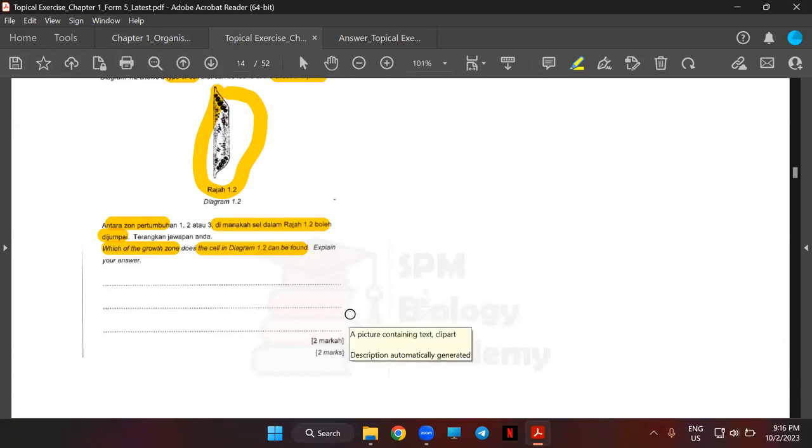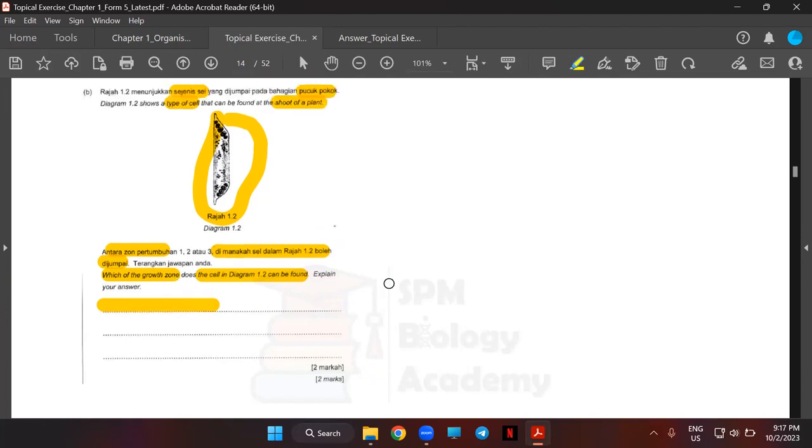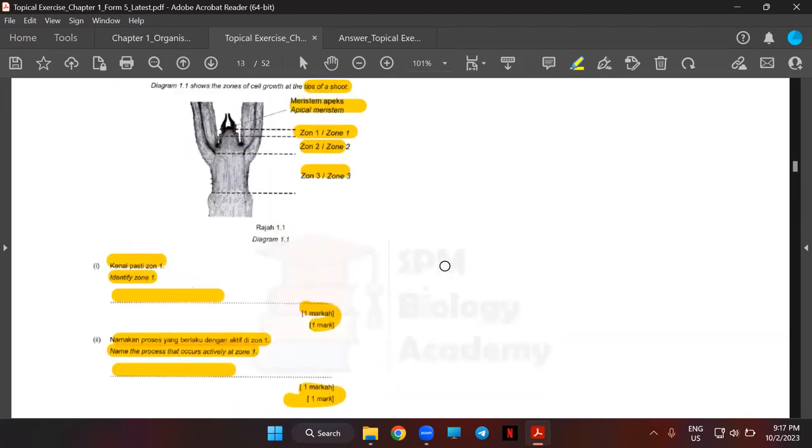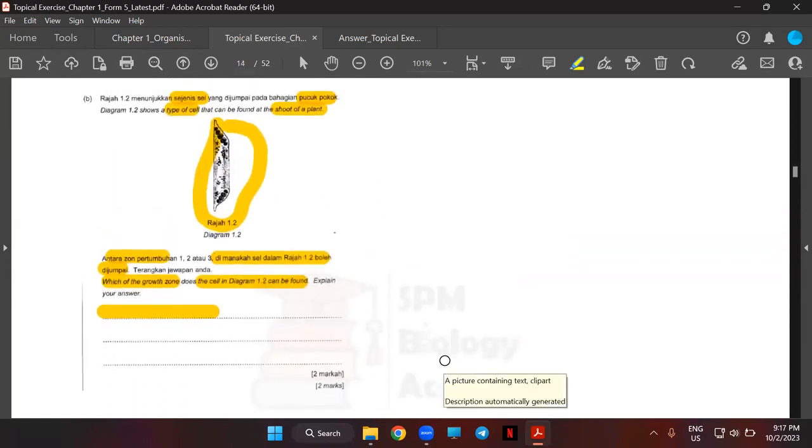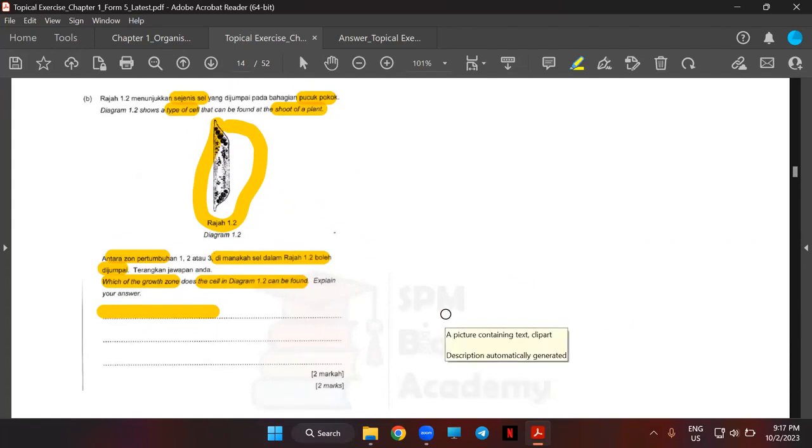Maka dia duduk di zon 3. So first answer, zon pertumbuhan 3. Growth zone 3. Ataupun zone 3 should be okay. Boleh, tak jadi masalah. Okay, answer the first question. Now, explain your answer. Terangkan jawapan anda kenapa kamu kata yang ni duduk dalam zone 3. Kenapa? So, remember what I told you just now.